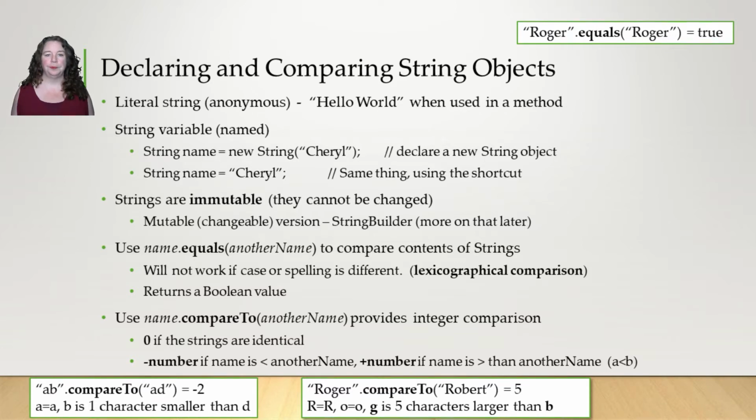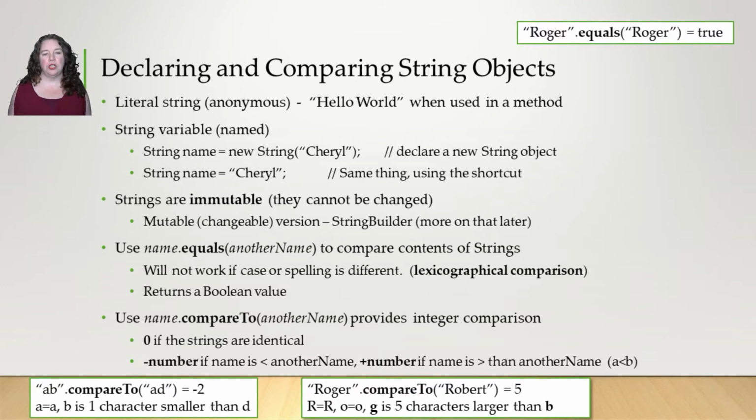Does it equal? However, sometimes you want to know in what direction it differs. Is it bigger or smaller? If we wanted to compare Roger to Robert, or AB to AD, you can use a compareTo method that provides an integer comparison. If those two strings are exactly identical, it will return 0. They are identical. There is no difference between them. Otherwise, it will return either a negative or a positive number, depending on what the difference is between the two.